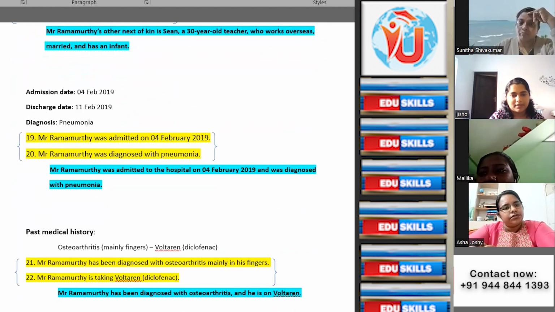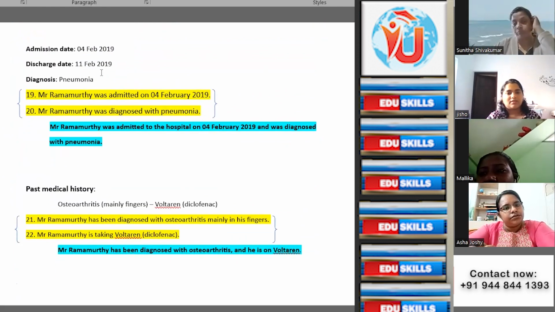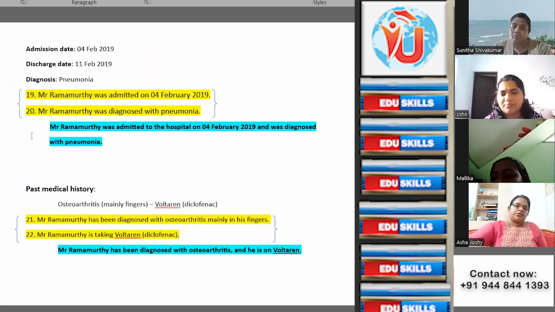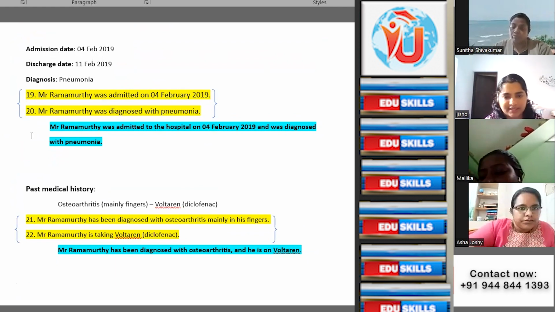Then next, in the case note, there is admission date, discharge date, diagnosis pneumonia. So I have taken these 2 simple sentences. That is, Mr. Ramamurthy was admitted on 4th February 2019, and Mr. Ramamurthy was diagnosed with pneumonia.